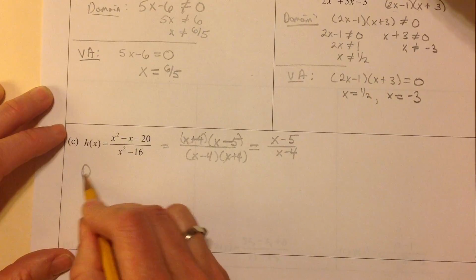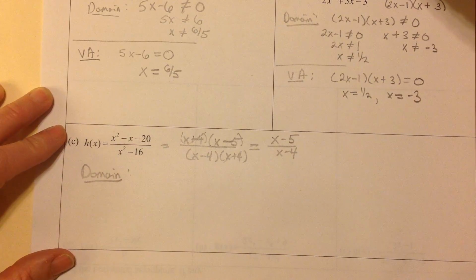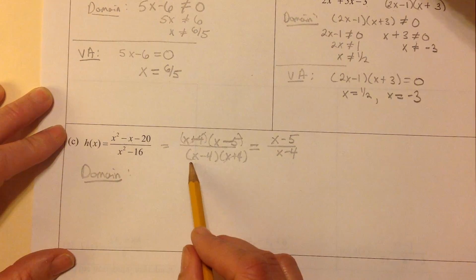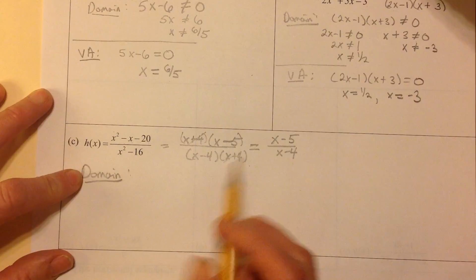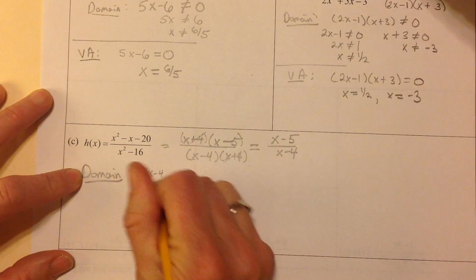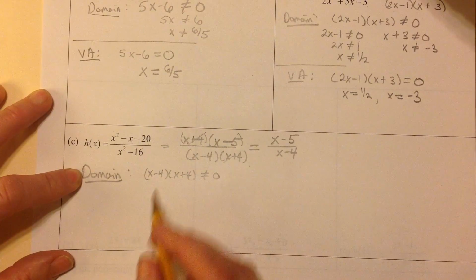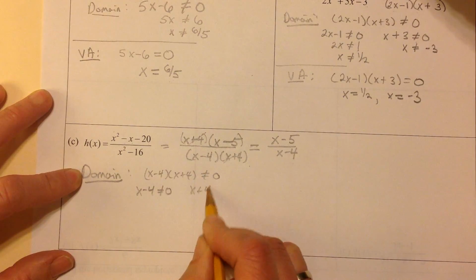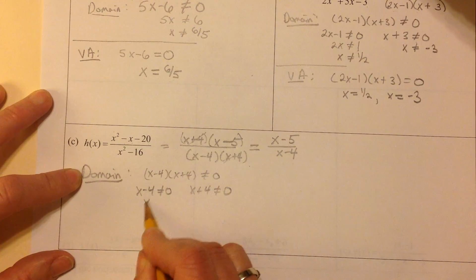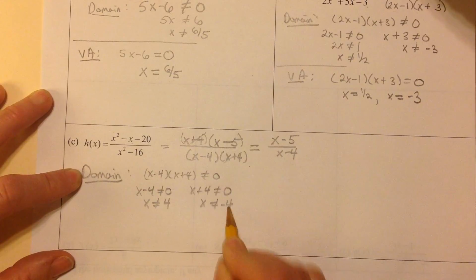Now when we do the domain, we have to go back to the original denominator. Again, it's easier to look at it in a factored form, but before you cancel for the domain. So here, x minus 4 times x plus 4 is not 0. Those are both linear factors, and when I set each individually not equal to 0, we have to throw out 4 and -4 from the domain.